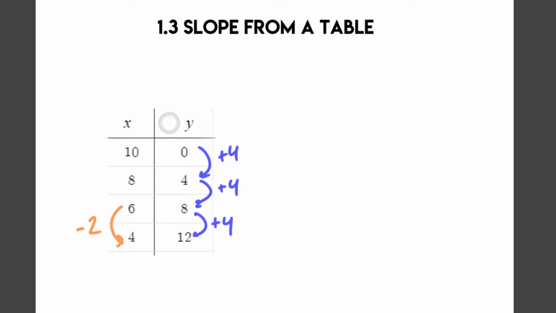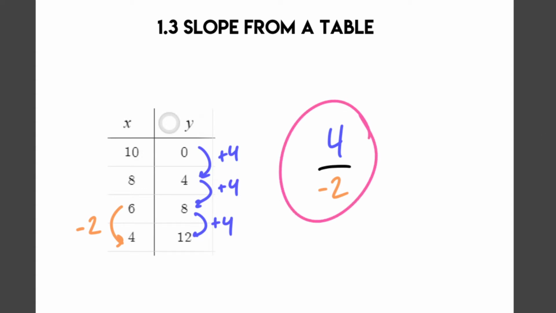So my change in y was 4 over my change in x, which was negative 2. And that would be my slope, 4 over negative 2. So in other words, this line is going to be pointed down. But yeah, that's how you find slope for a table.